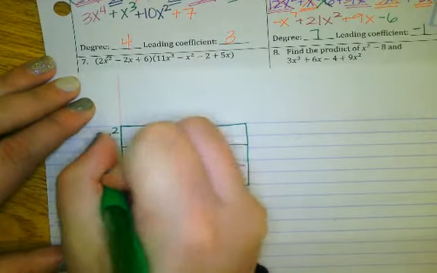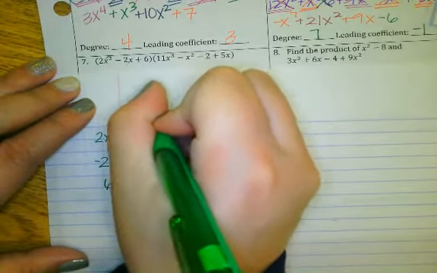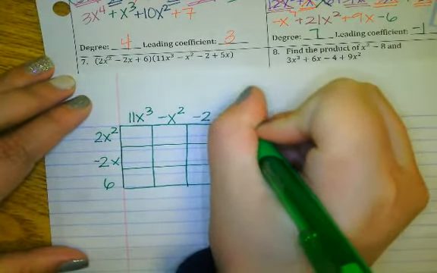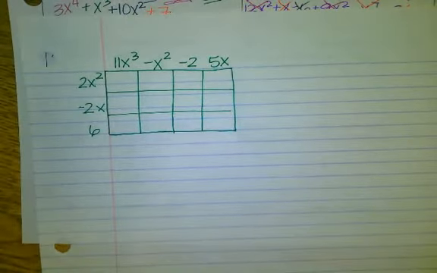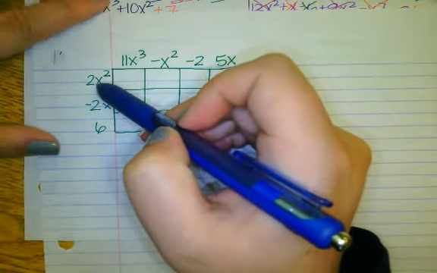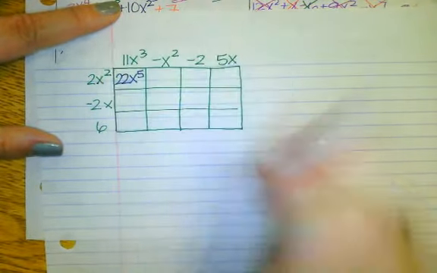Okay, so I'm going to fill in my terms. I have 2x squared minus 2x plus 6, and 11x cubed minus x squared minus 2 plus 5x. Alright, so I need to fill in this box with all the values. When you multiply exponents, what do you do to their powers? Add them. They do not get multiplied. You add your exponents. So 11x cubed times 2x squared is going to give you what? 22x to the power of 5.